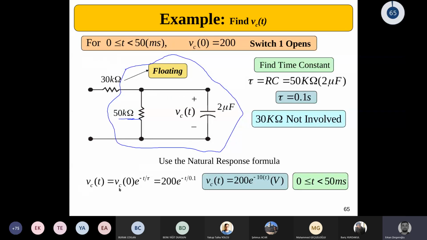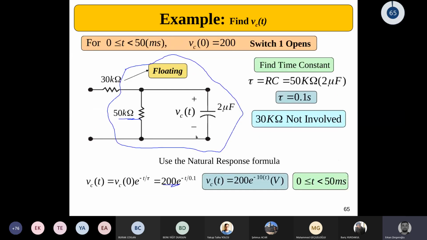That is VC of 0, which was 200, multiplied by e to the (t minus t0) over tau. But this is only for 0 to 50 milliseconds. At 50 milliseconds, the VC value might not be 0.